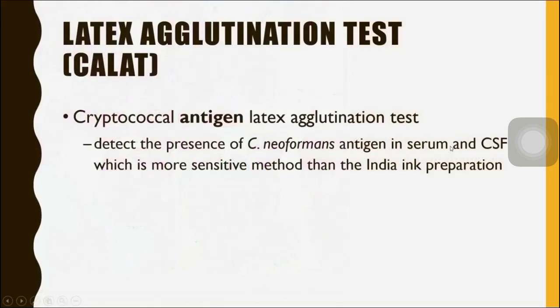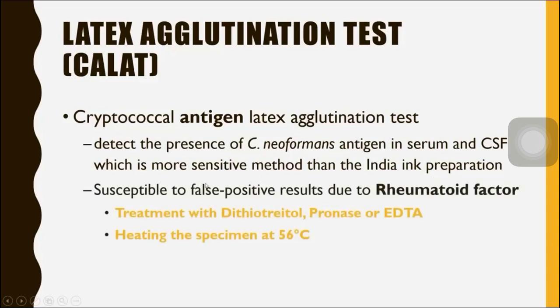Next, we have the latex agglutination test. It is used to detect cryptococcal antigen, the presence of Cryptococcus neoformans antigen in serum and CSF. This method is more sensitive than the India ink preparation. Although it is more sensitive, it is susceptible to false positive results due to the presence of rheumatoid factor.